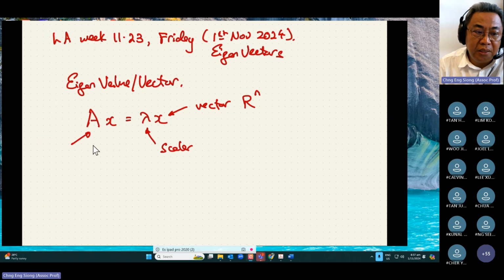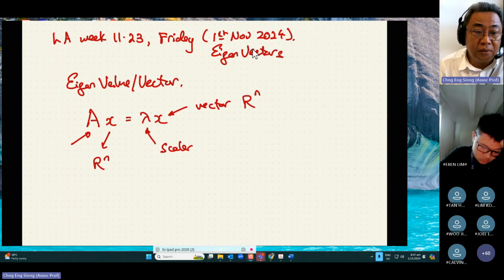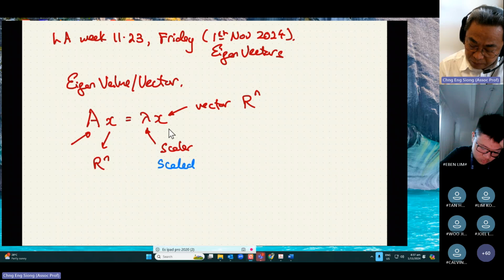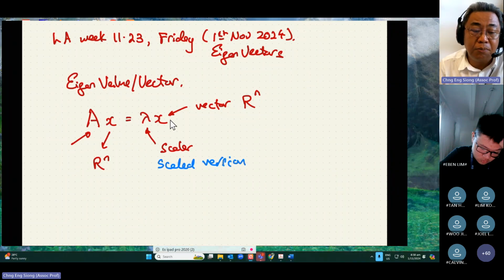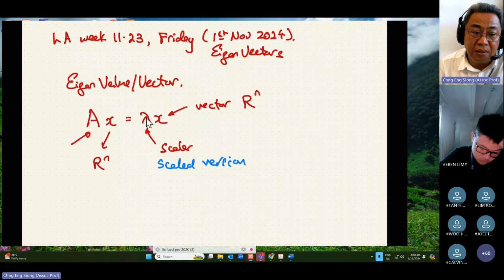And I'm going to say that a matrix A times a vector x is equal to a scaled version. So this is a scaled version, right? Because all I'm doing is multiplying the original x by a scalar. And you say, what's so exciting about this Ax equals lambda x?